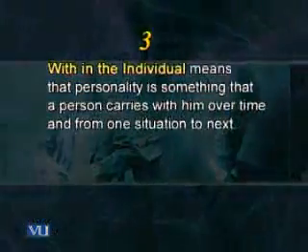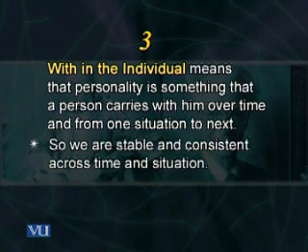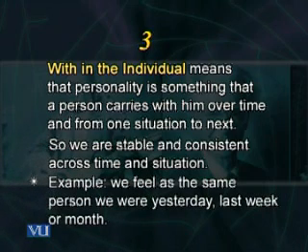So we said the first definition relates to traits, the second definition relates to psychological mechanisms, processes and activities. Number 3, within the individual means that personality is something that a person carries with him over time and from one situation to the next. So we are stable and consistent across time and situation. Example, we feel as the same person we were yesterday, last week or last month.